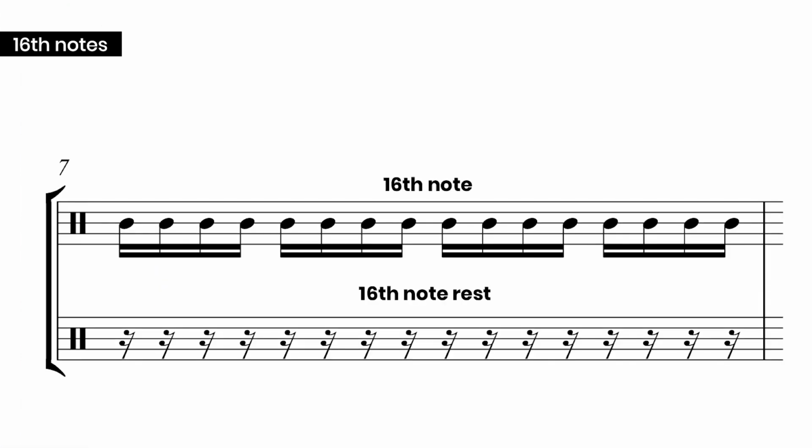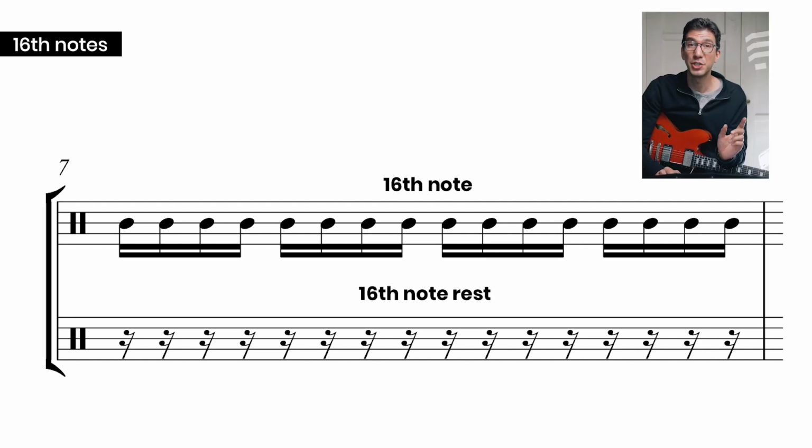So the next subdivision we'll talk about is a 16th note. A 16th note means we're fitting 16 notes into a measure of 4/4 time. So we're taking each quarter note and subdividing it into 4 different notes. And the way we count that is 1 E and A.